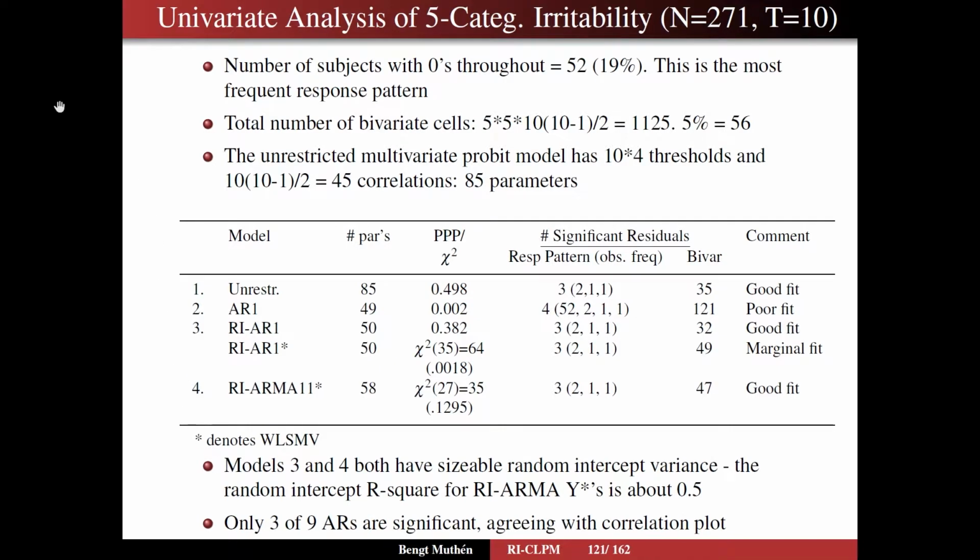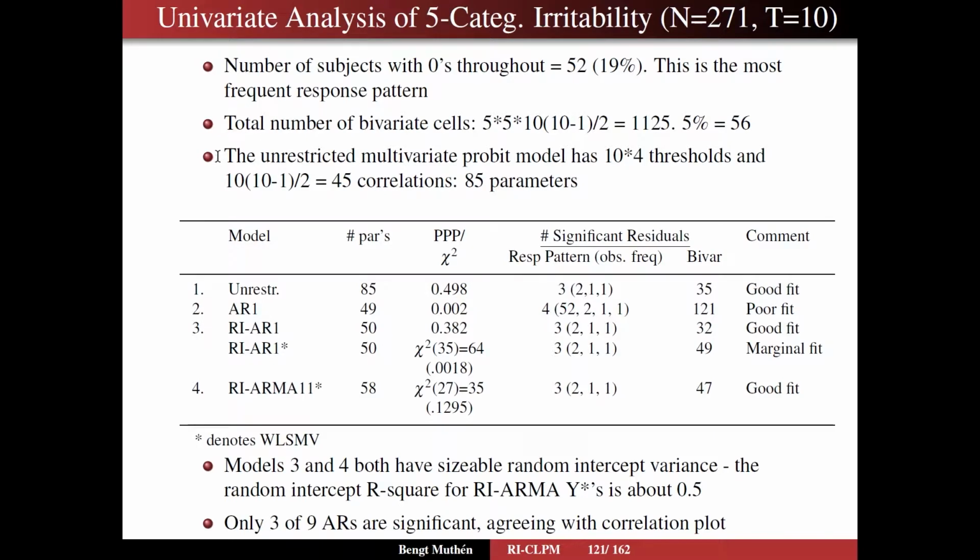Turning to slide 121, we take a look at the univariate analysis of this item. First we note that the number of subjects with zeros throughout is 52, 19%, this being the most frequent response pattern. And the total number of bivariate cells is 1125. So if you go by the rough rule of thumb of having less than 5% significant residuals, that would be that we only accept 56.